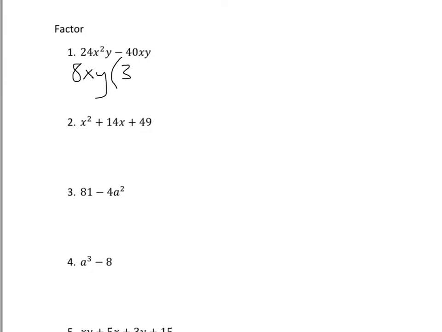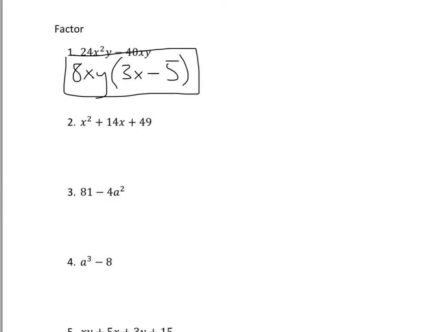You take an x out, you're left with x. You take a y out, you're left with nothing. And for the 40xy, you take an 8y out, you're left with 5. And the x and the y come out, so it's by itself. This is a factored, simpler form of that polynomial. It may not look that simple right now, but it will be much easier to help you solve equations.